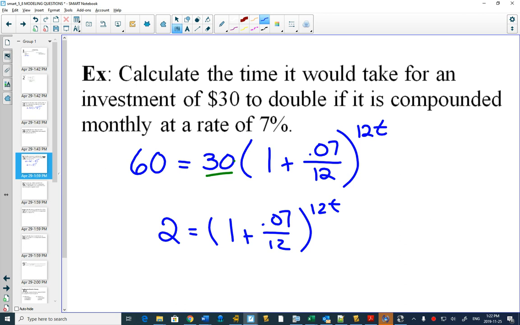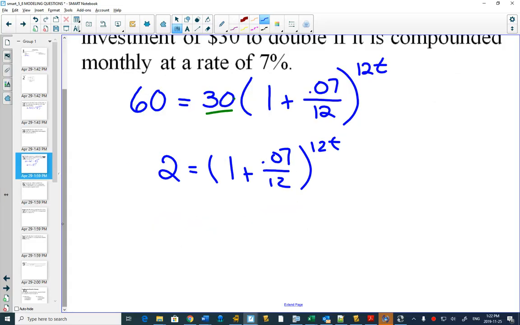So divide both sides by 30, and you get 2 equals 1 plus 0.07 divided by 12 to the 12t. We're solving for t, and t is in the exponent. So we're going to need to use logarithms. We can take the log of both sides. Again, don't do too much at once. I'm just going to say log of this side would equal log of this side.